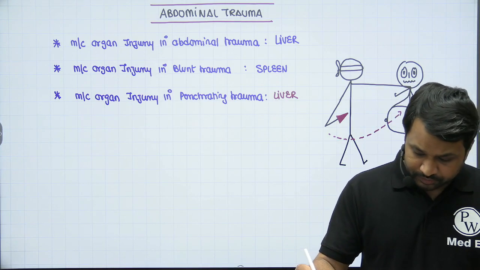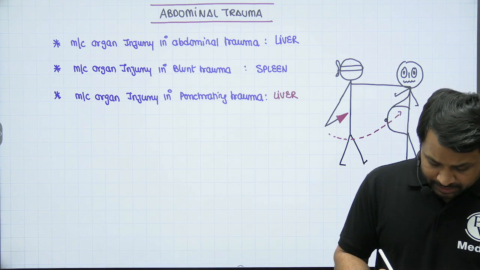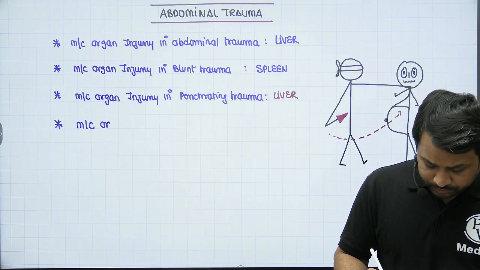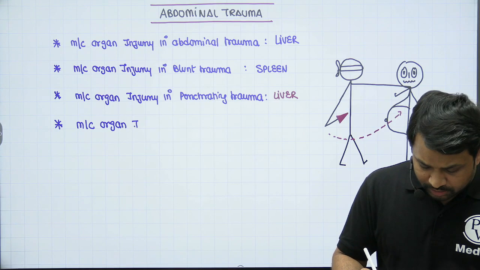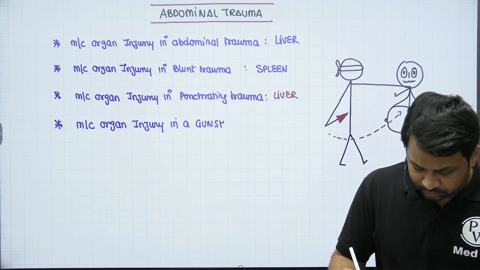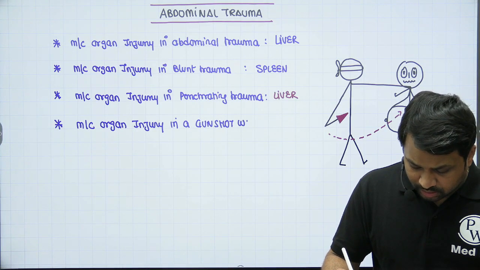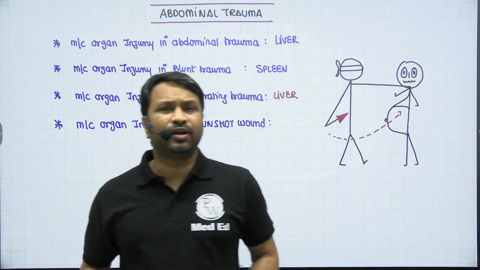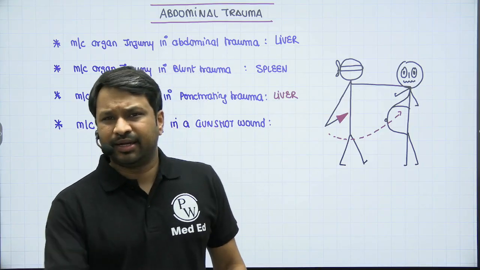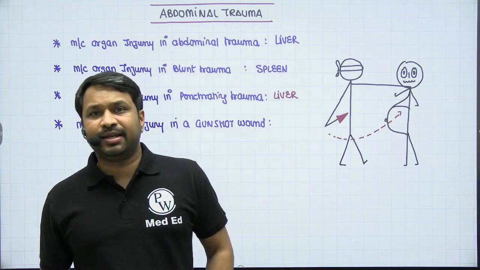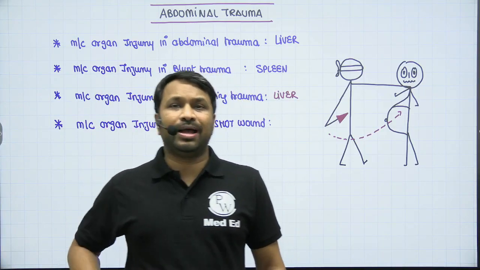Now, in penetrating injuries, I can give you a gunshot also. So if I ask what is the most common organ injury in a gunshot wound to the abdomen? Now, if you're shooting with a gun, you don't need to do all these angles. Take the gun, point it at the abdomen, and shoot. It's a normal tendency that you want to shoot dead in the center. The maximum is in this area.